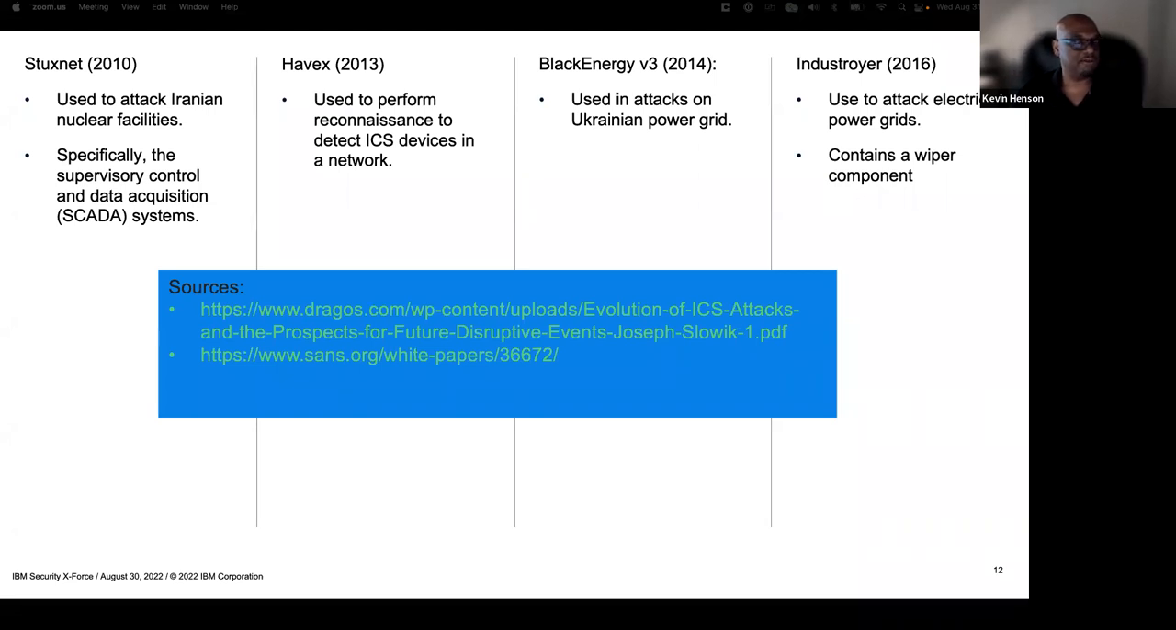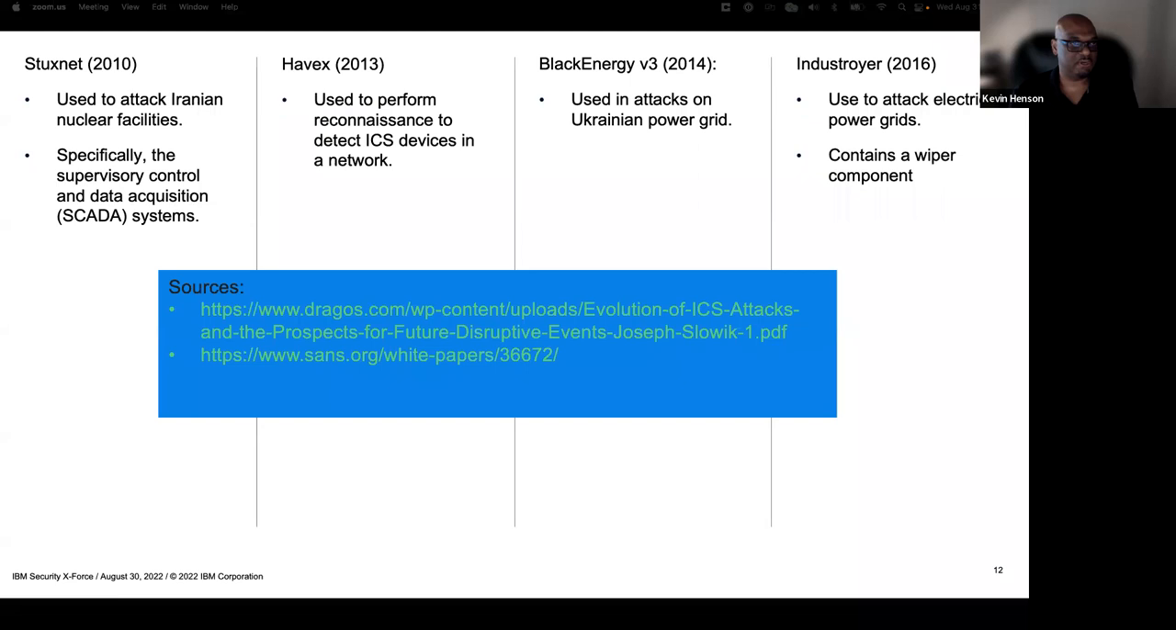Havoc is another malware that was used. And this particular malware was used mainly as a reconnaissance tool. So it will scan the network and look for ICS devices connected to the network. Another sample I have is Black Energy. This particular malware was used to attack Ukrainian power grids.